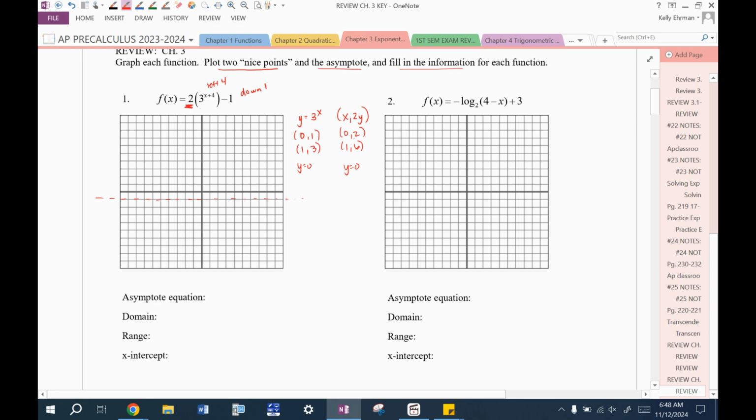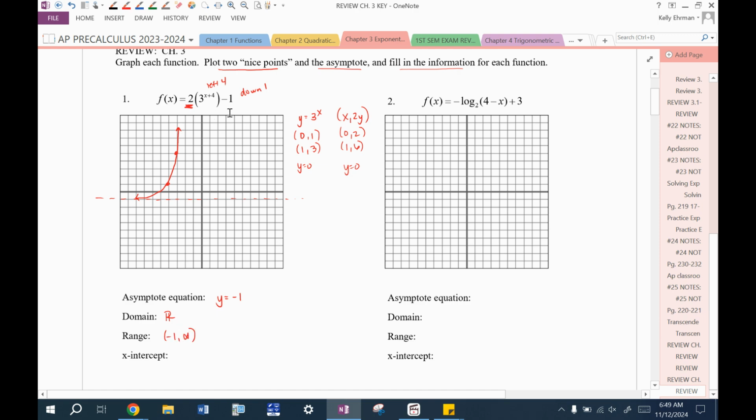And then these points here, (0, 2) goes left 4 and down 1. And (1, 6) goes left 4 and down 1. And then we sketch in the graph. So now I can fill in the information. The asymptote equation, it's a horizontal asymptote, so it's y equals negative 1. The domain is all reals just by looking at the graph. The range is negative 1 to infinity.